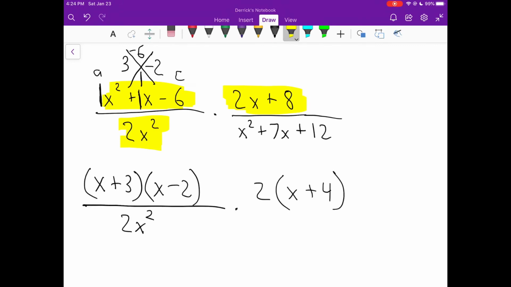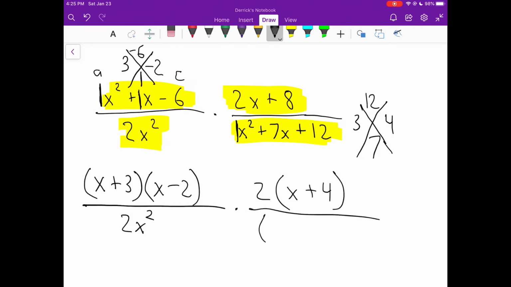Finally, we have our second denominator of x squared plus 7x plus 12. I don't see a GCF for that one, so we'll try the x method the same way we did with our first numerator. 1 times 12 is 12. B value of 7, so we need two numbers that multiply to 12 but add to 7. 3 times 4 is 12. 3 plus 4 is 7. So we can have factors here of x plus 3 and x plus 4.